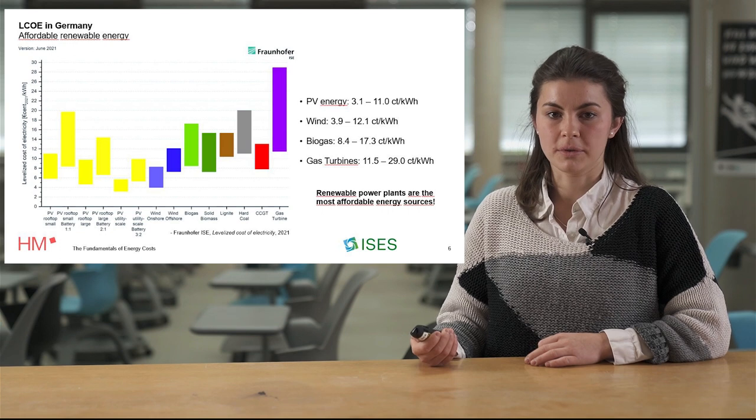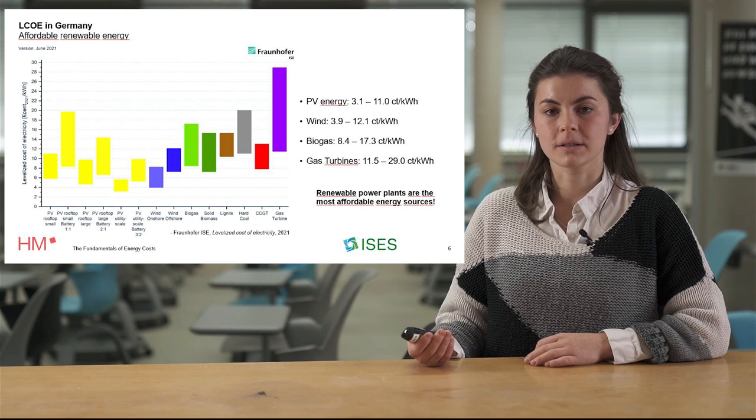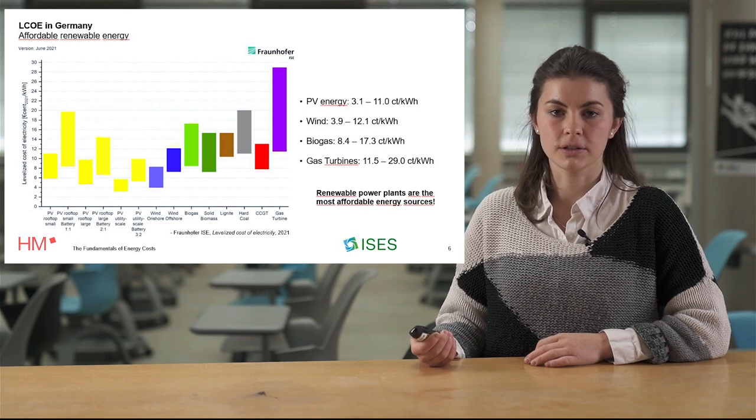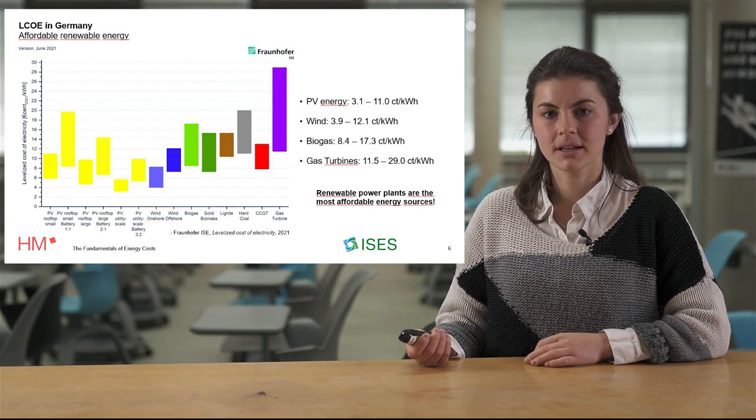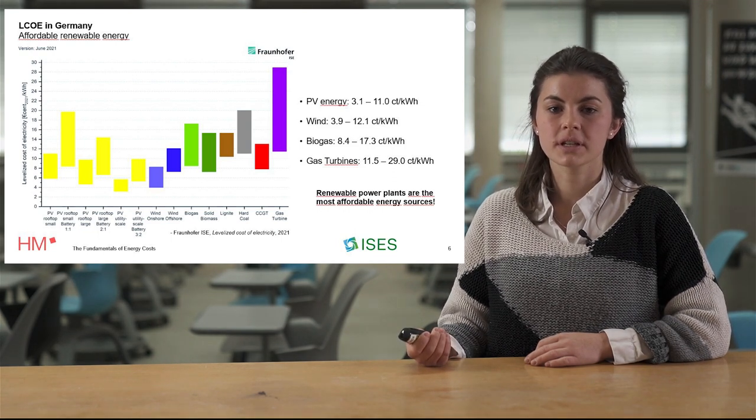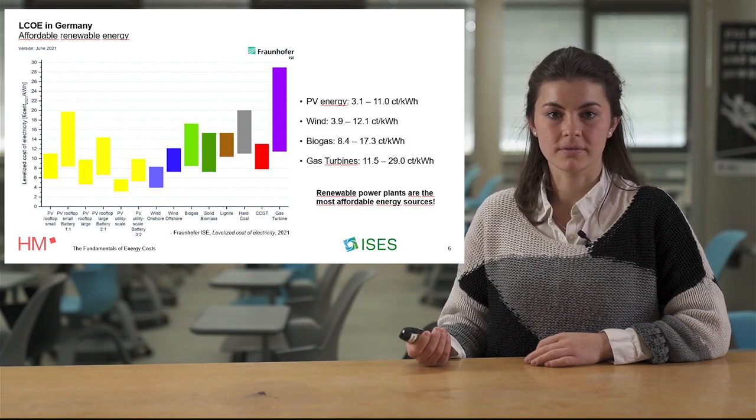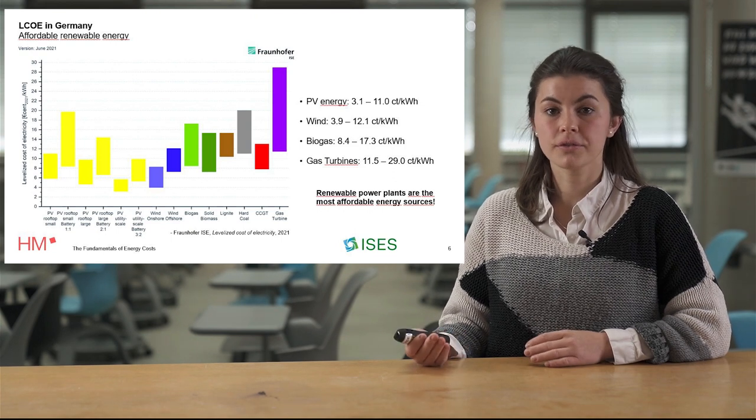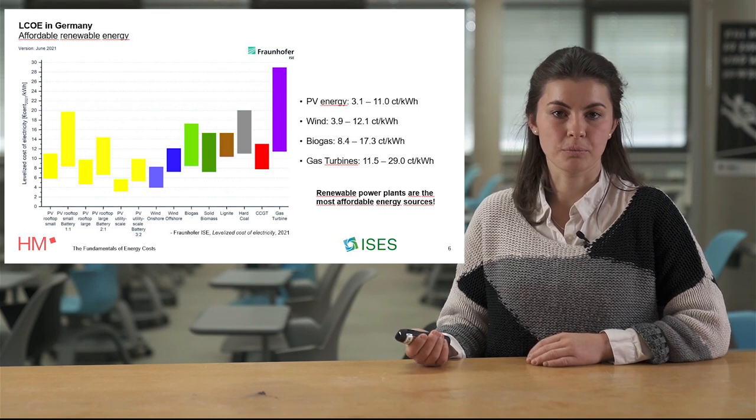Let's compare different types of LCOE for Germany. In the diagram, we see different technologies, for example, PV systems or wind turbines, and their LCOE in cents per kilowatt hour. Depending on the type of the system and the solar irradiation, PV systems have a LCOE between 3.1 and 11.0 cents per kilowatt hour. Also, wind turbines are an affordable technology. Depending on onshore or offshore system, we have a price ratio between 3.9 and 12.1 cents per kilowatt hour.